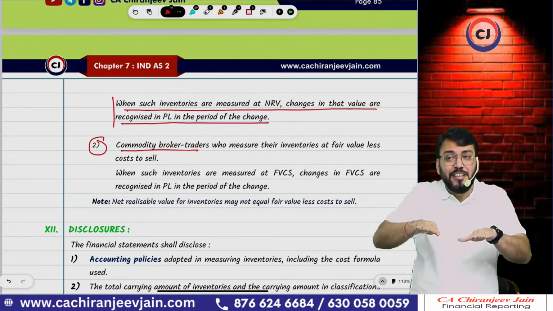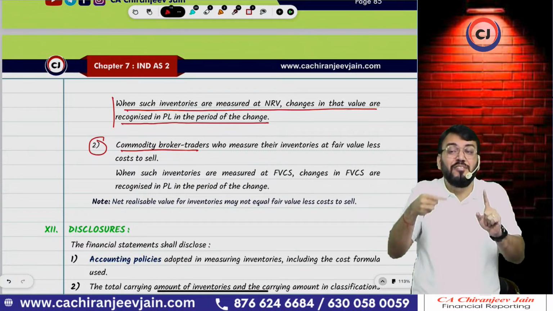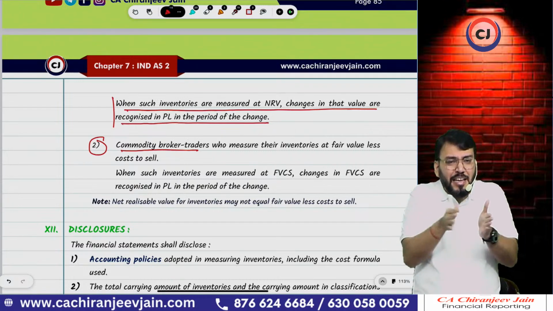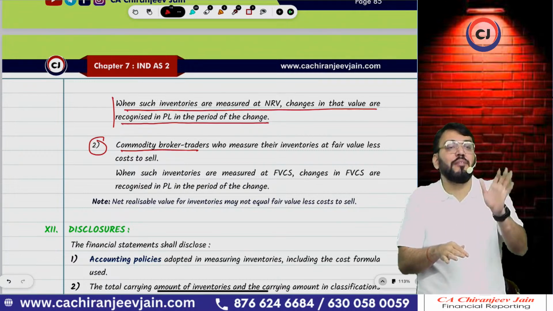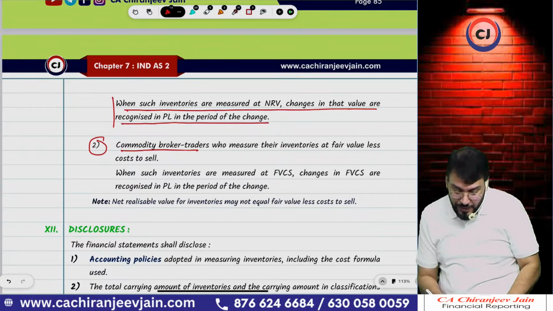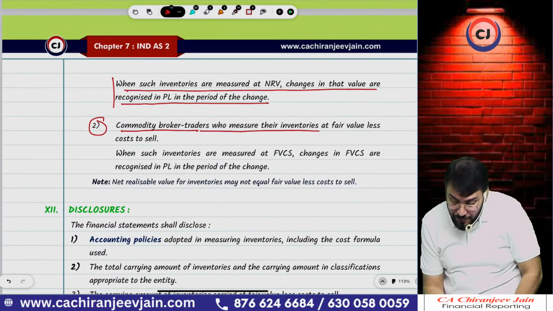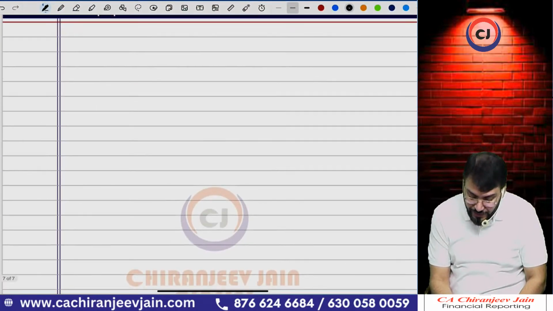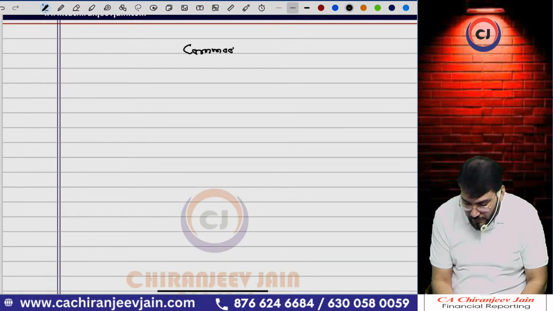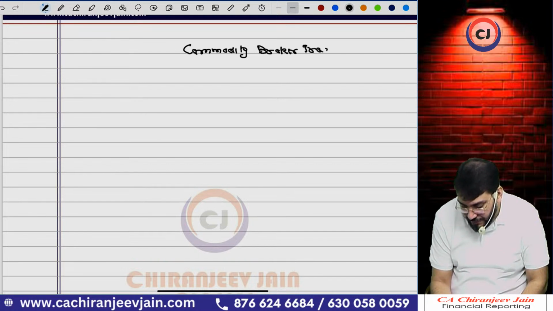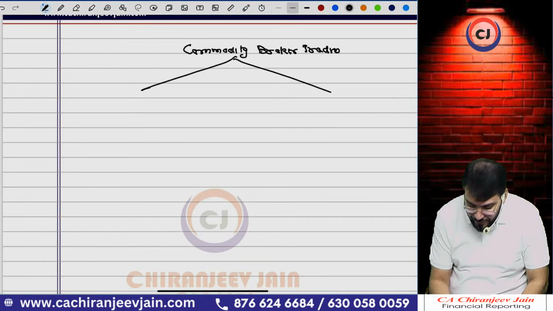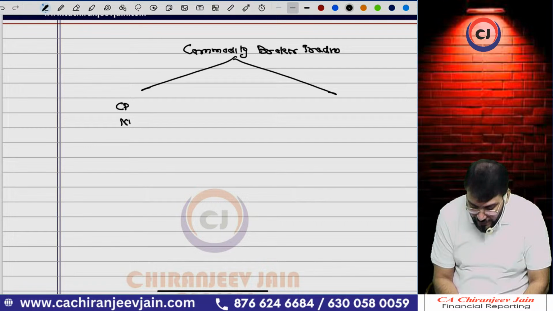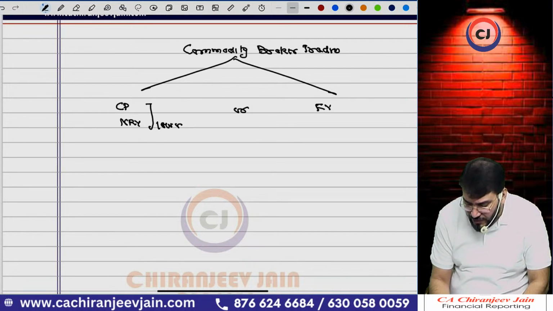So normally what is the market trend? They also don't know the cost price, means there is difficulty in finding out their cost price. And as per industry practice, they measure their inventory at fair value. So what have they given? Commodity broker traders who measure their inventory at fair value less cost to sell. Means an option has been given to them. So for commodity broker traders, for their inventory, either apply cost price or NRV whichever is lower, or they can go for what? Fair value less cost to sell.